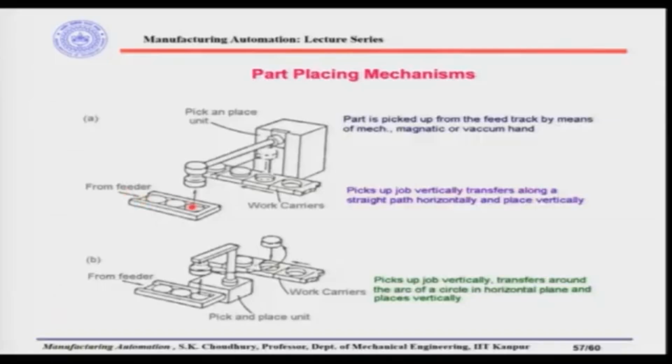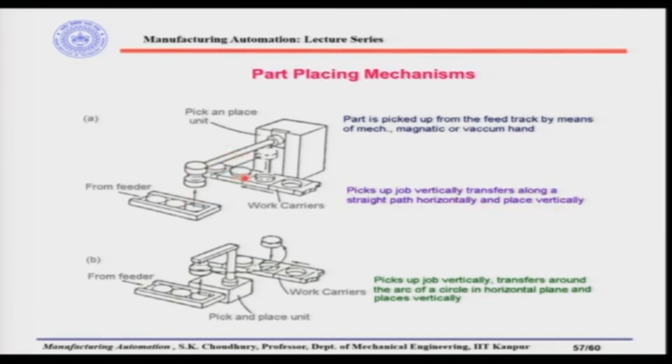So, from the feeder the parts come here, and the robot manipulator will come like this, then the end effector will come to this position, pick it up, go up, and then go to this side and put it in the work area. So, it will pick up from the feeder and place it in the work area. That is the job of the part placing mechanism: it picks up the job vertically, transfers along a straight path horizontally, and places vertically again.